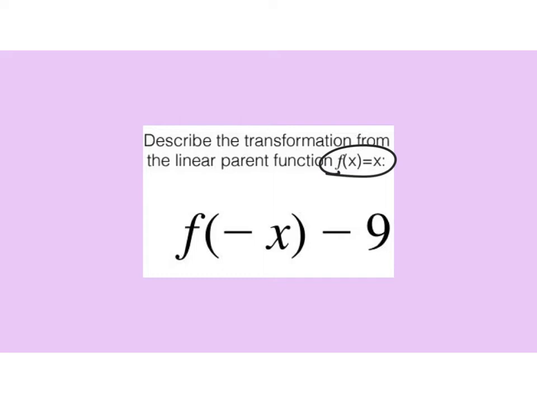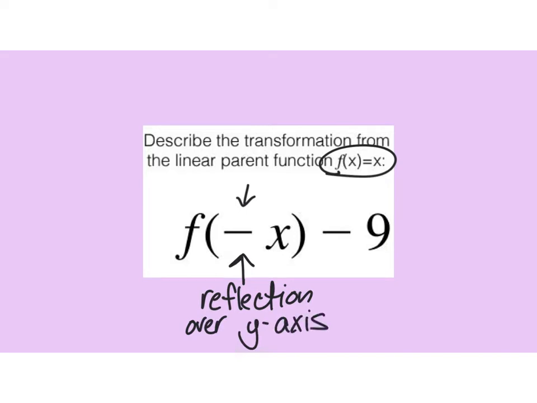So the first thing I'm going to do is go inside the parentheses. Inside means it's a horizontal shift or a horizontal change of some sort. So horizontal would mean left or right, or a reflection over the y-axis. So this negative x actually tells us that we have a reflection over the y-axis.